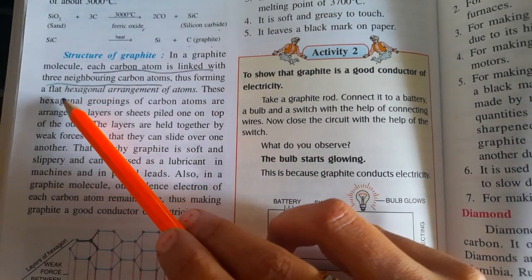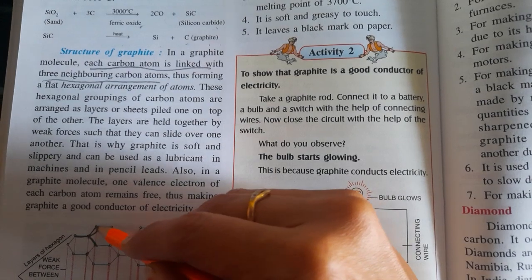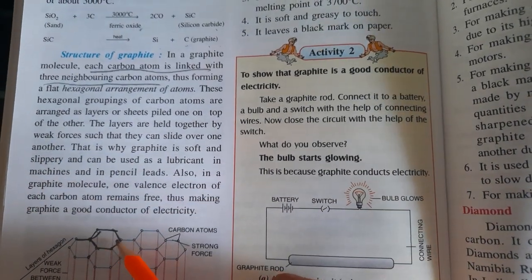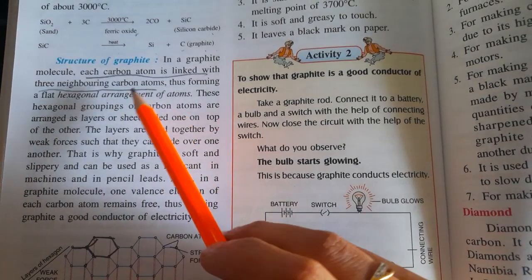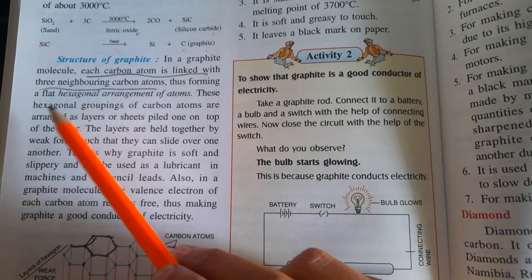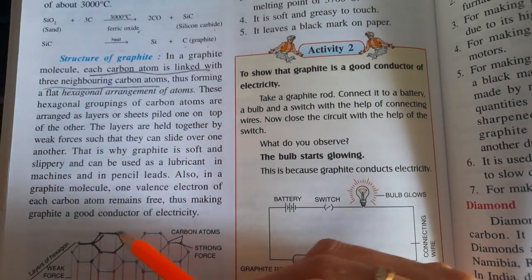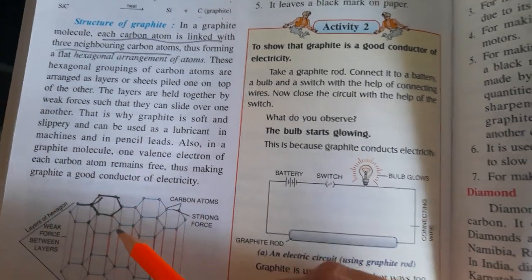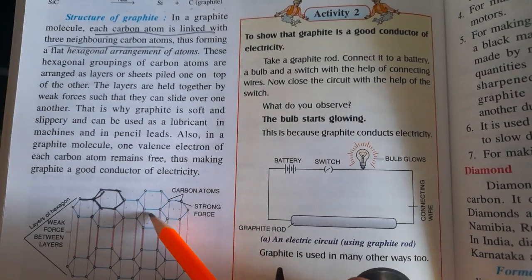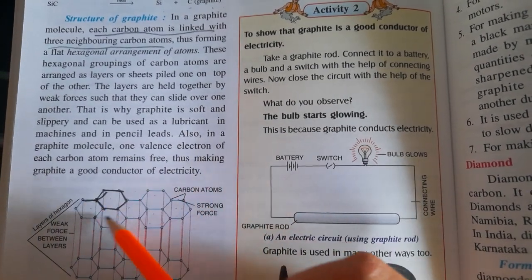So it forms a flat hexagonal arrangement. Hexa means 6, so that is why it is called hexagonal. A hexagonal arrangement of atoms is formed, a hexagonal grouping of carbon atoms. All the hexagonal groups you can see here make a sheet. This is one complete sheet being formed.